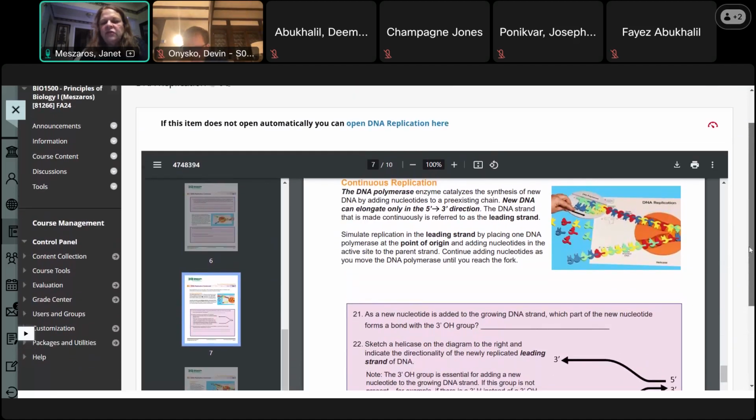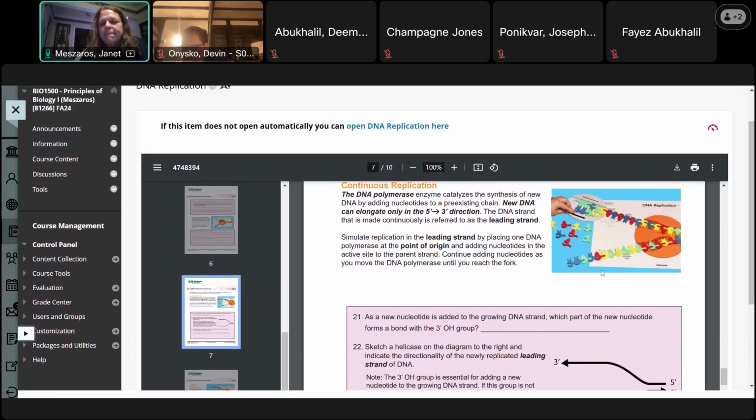Let's finish the leading strand though. Again, this strand, which is 3-5, so here would be the 3' end, and this would be the 5' end over here. You could start synthesizing directly in the 5-3 direction, forming the leading strand, and that's continuous. Simulate replication of the leading strand by placing one DNA polymerase at the point of origin and adding nucleotides in the active site to the parental strand. Continue adding nucleotides as you move the DNA polymerase until you reach the fork.